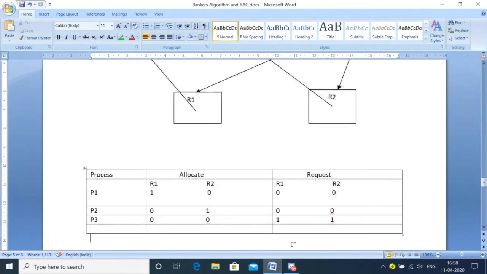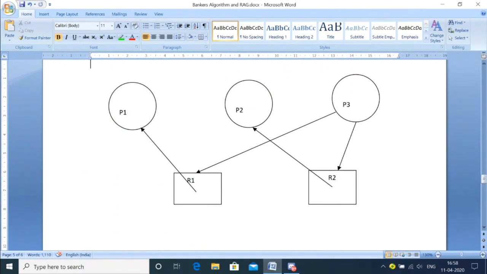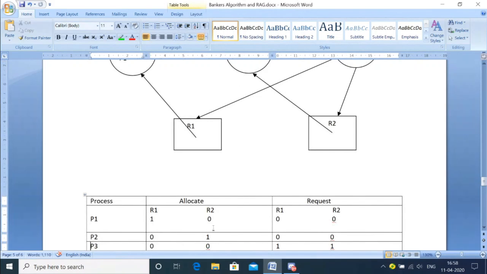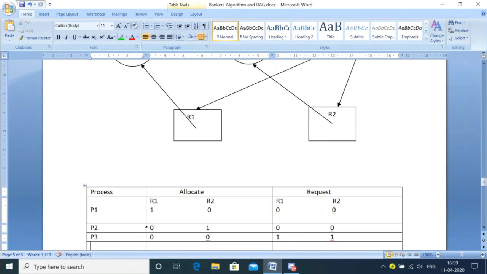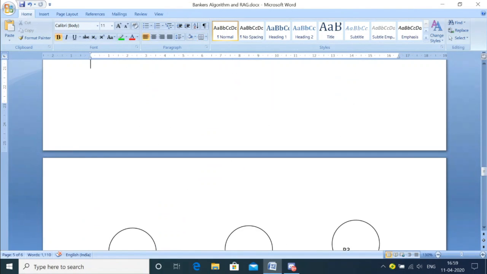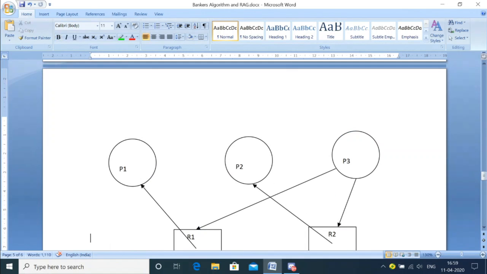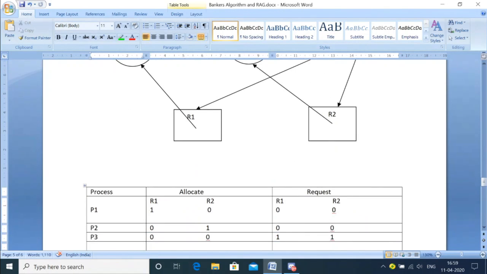So how do we check? Again, we make the table. P1, P2, P3. For P1, what is allocated? R1 is allocated. R2 is not allocated. Then P2. What do we have? R2 is allocated, but it is not requesting anything, isn't it? So it is 0 and it is allocated R2. Then for P3, do we have any allocation here? No, neither R1 nor R2. So it is 0, 0.